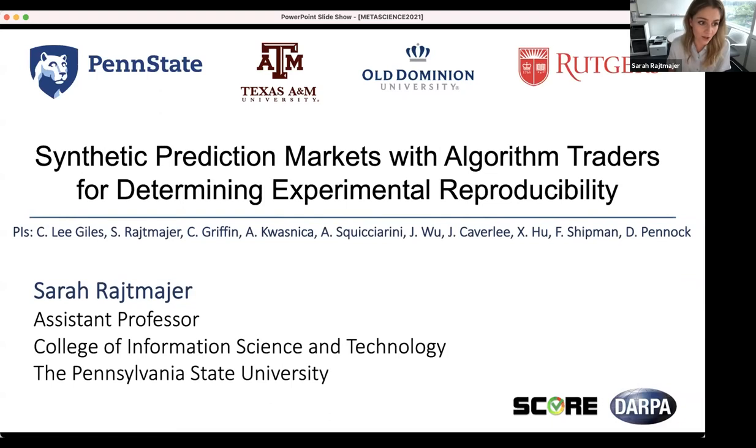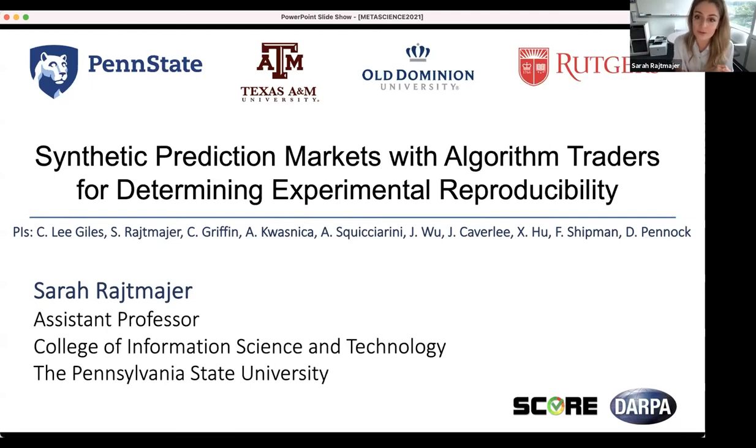Our team is large. I've listed some of the key personnel on this slide. We are spread across four universities: Penn State, Texas A&M, Old Dominion, and Rutgers. The team is mostly computer scientists, applied mathematicians, and economists. And I also want to note that within the task areas that Fiona outlined, we are one of three teams in the third task area. So another team is led by 2-6 labs, and another is led by researchers at USC.